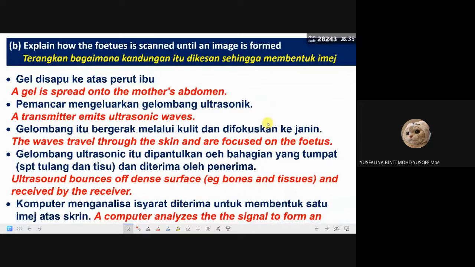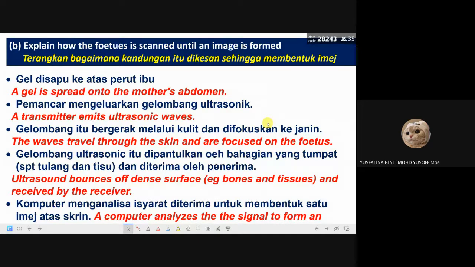Here you have to explain how the fetus is scanned until an image is formed. A gel is sprayed onto the mother's abdomen. This is to reduce the frictional force. Then the transmitter emits the ultrasonic wave, and the wave will travel through the skin and focus on the fetus. The fetus will reflect back. The ultrasound bounces off dense surfaces, for example bones and tissue, and is received by the receiver. Then the computer analyzes the signal to form an image on the screen.